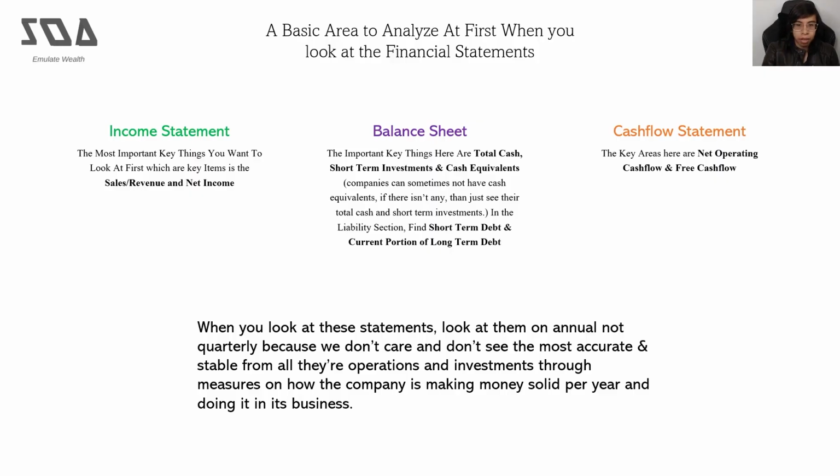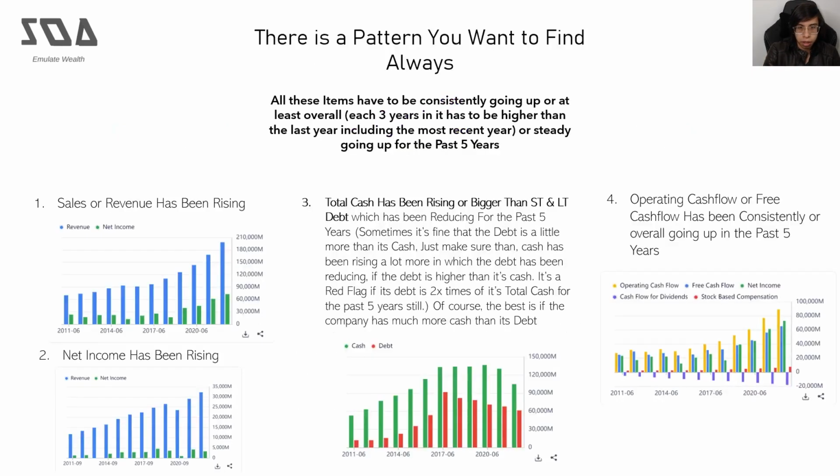So when you look at these statements, look at them annually, not quarterly, because we don't see the most accurate and stable figures from all their operations and investments on a quarterly basis. We want measures of how the company is making money solidly per year in its current business.